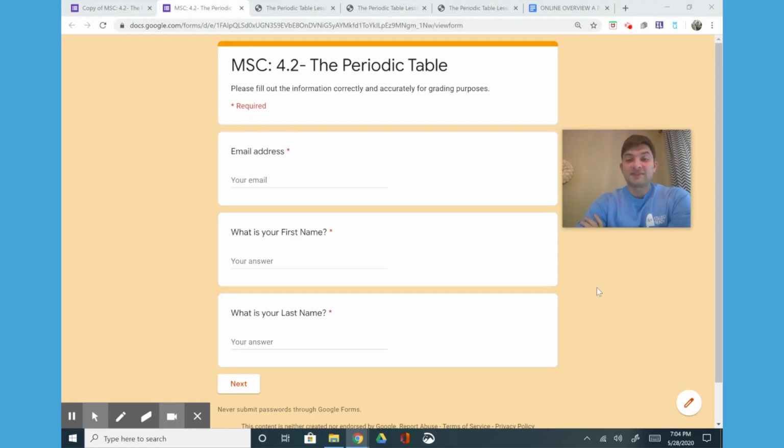Hello, everybody. My name is Scott Bates, and I'm going over 4.2, the periodic table lab activity. Now, the MSC stands for middle school chemistry. So, this lab is actually found on the middle school chemistry website. We incorporated it into the A plus eighth grade science curriculum.